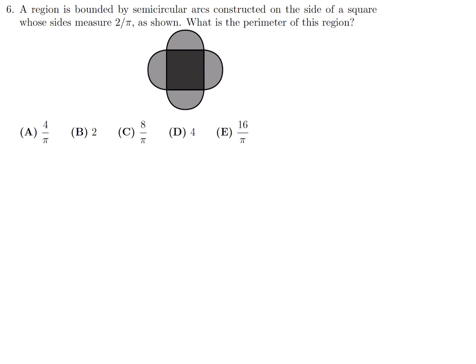A region is bound by semicircular arcs constructed on the sides of a square, whose sides measure 2 over pi, as shown. What is the perimeter of this region? The perimeter is going to be this area that I'm drawing in red here. So don't get confused by all the different colors. The perimeter is just the outside.